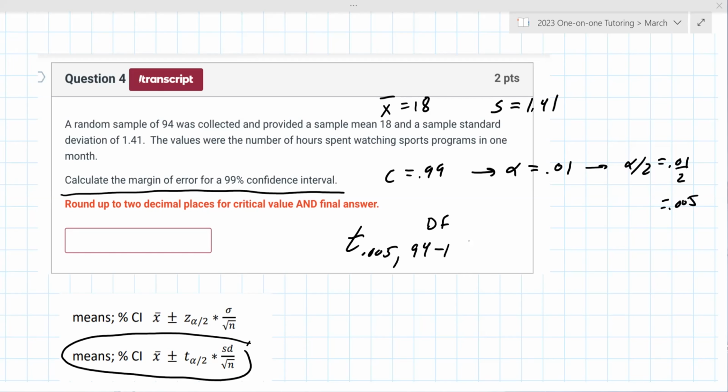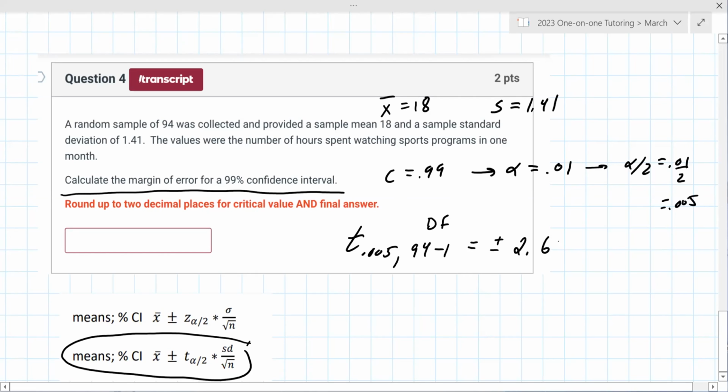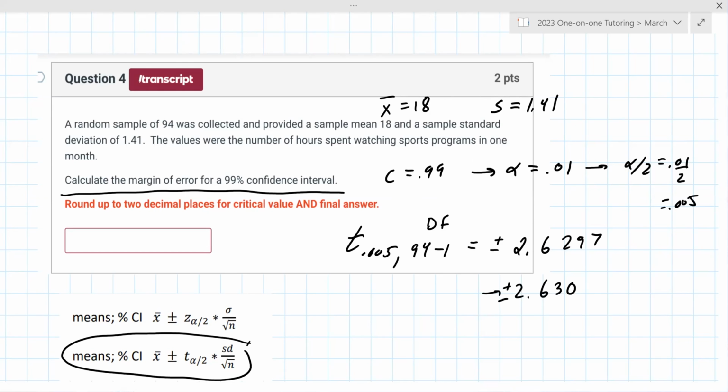So here's the value, and it's plus or minus, depends on which direction you're looking, but 2.6. So it ends up being 297, but this would be rounded in yours to 2.630. How did you find that? Because I have the table pulled up. What did you look at?